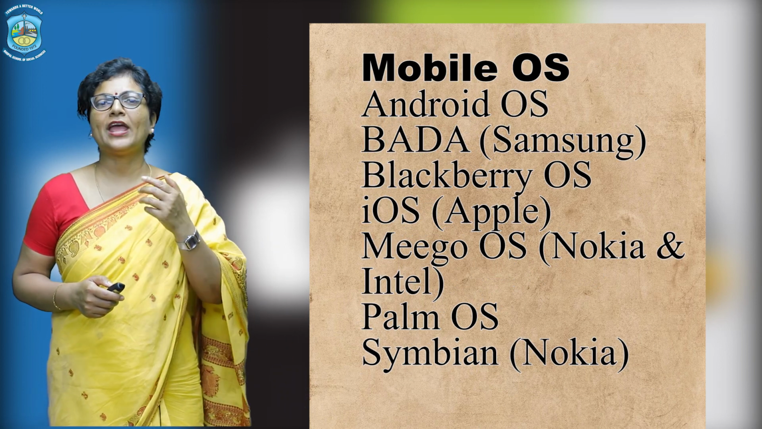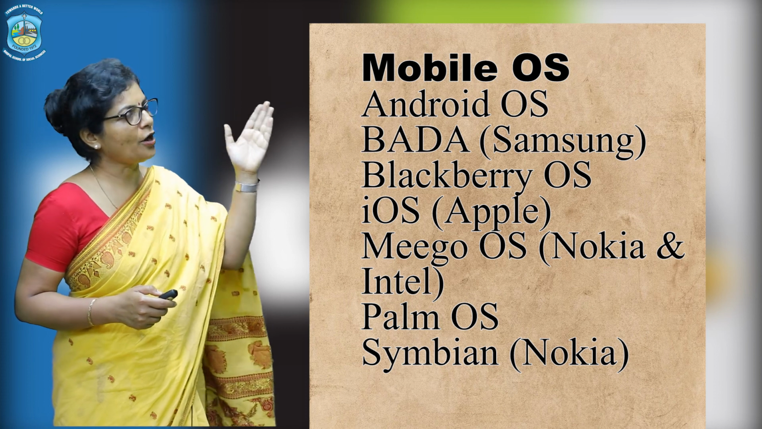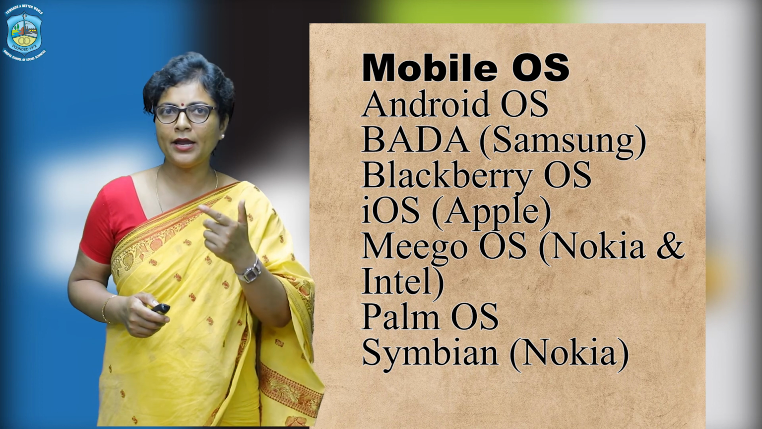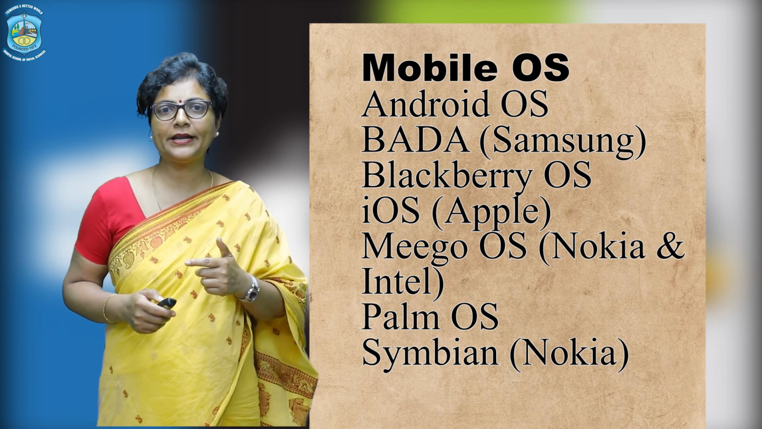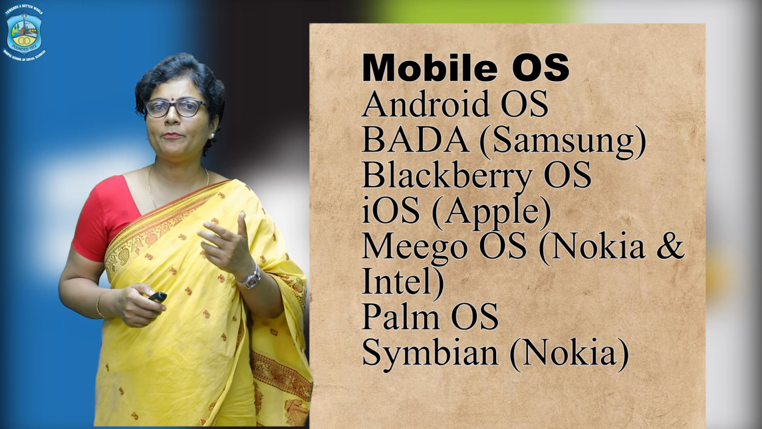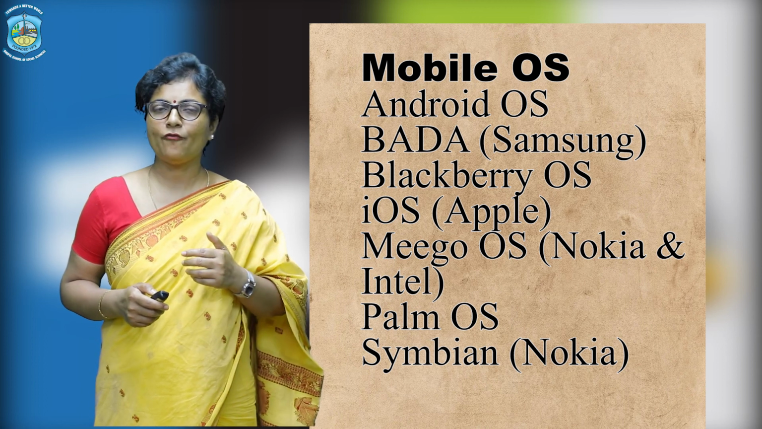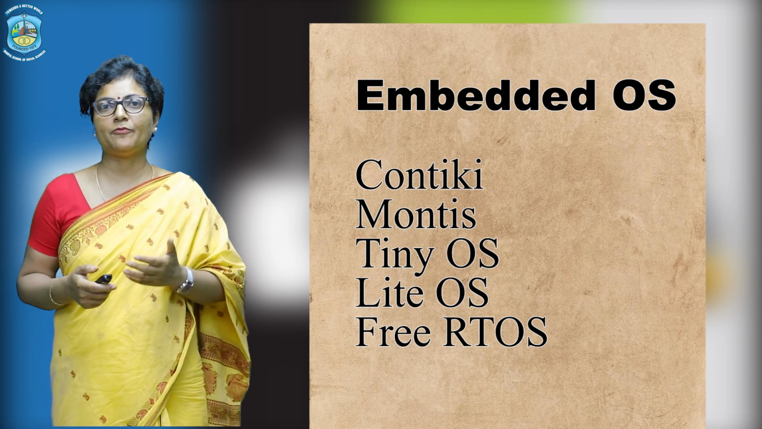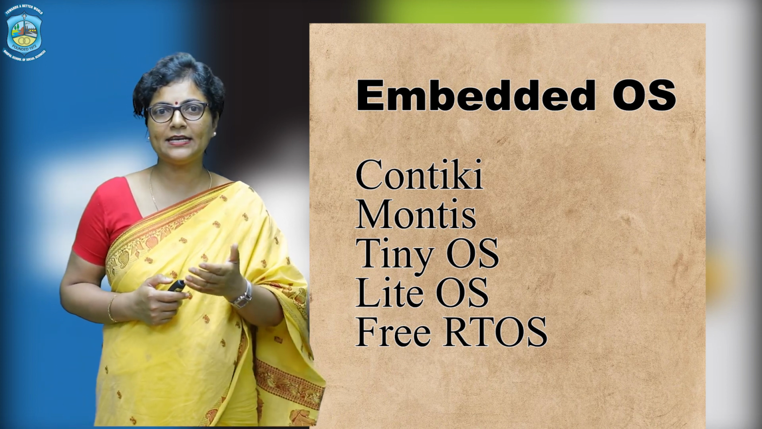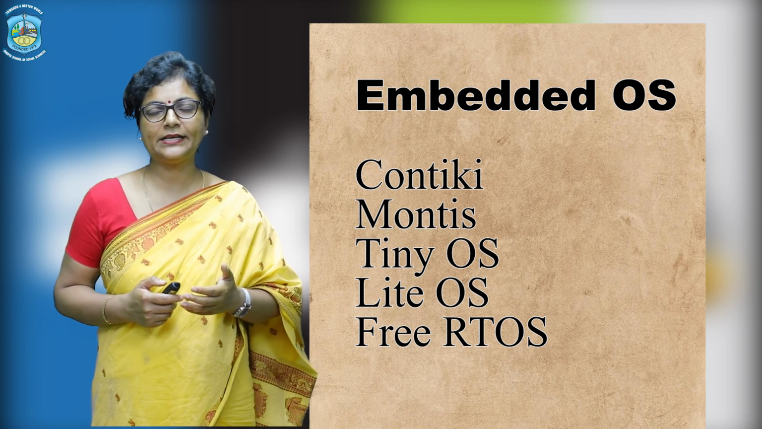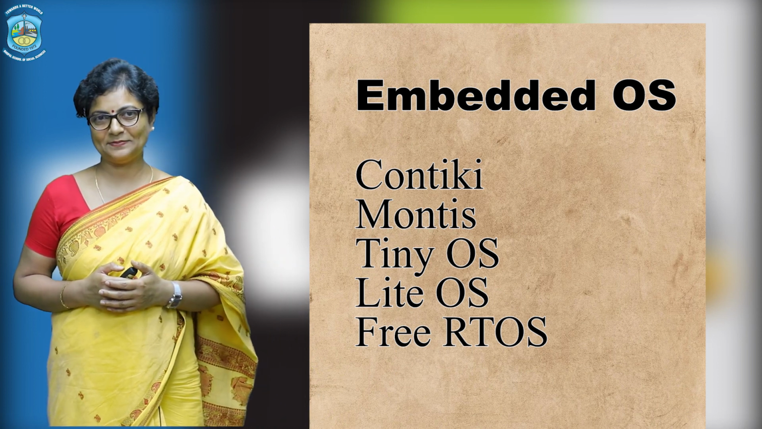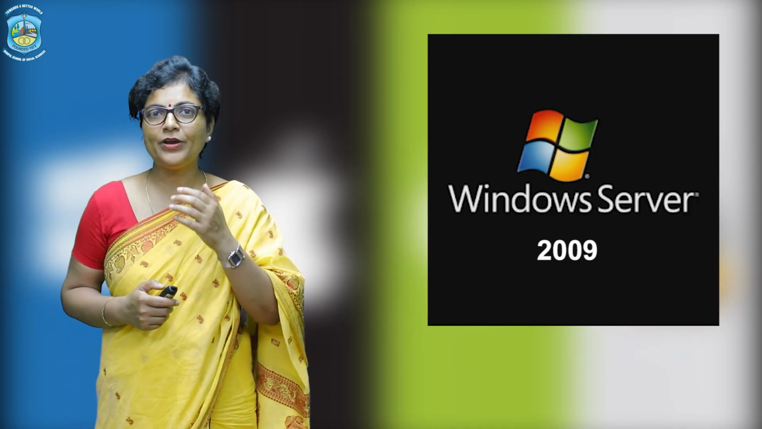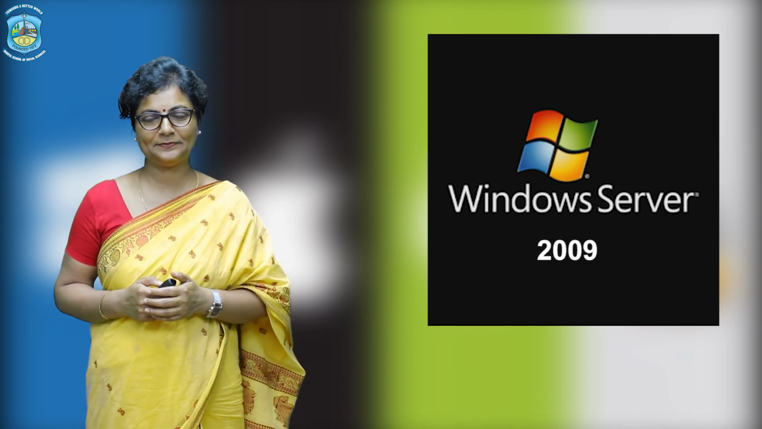For mobile phones, we have the following operating systems: Android OS, Bada for Samsung, BlackBerry operating system, iOS for Apple, MeeGo operating system for Nokia and Intel, Palm operating system, Symbian for Nokia. Then we have some embedded operating systems for home appliances like Contiki, Mantis, Tiny operating system, Lite operating system. And the latest server operating system is Windows Server 2019.